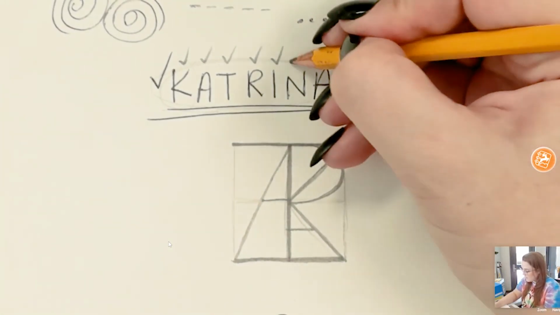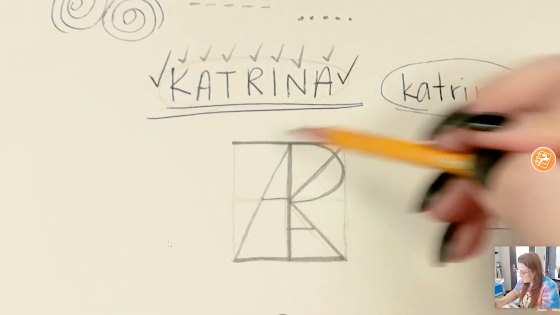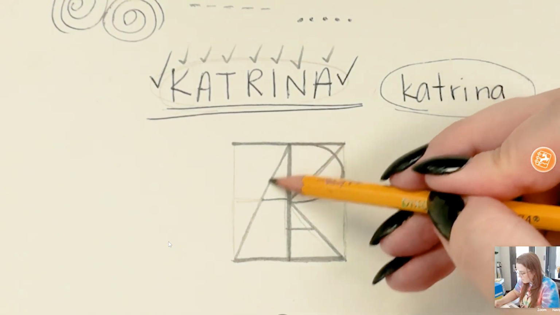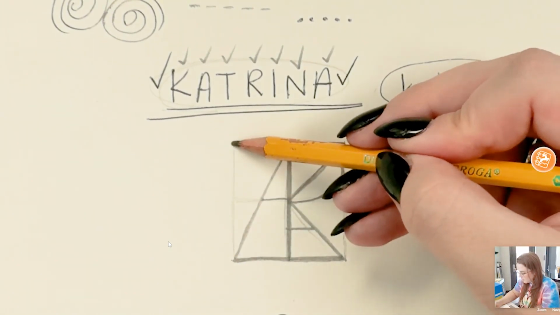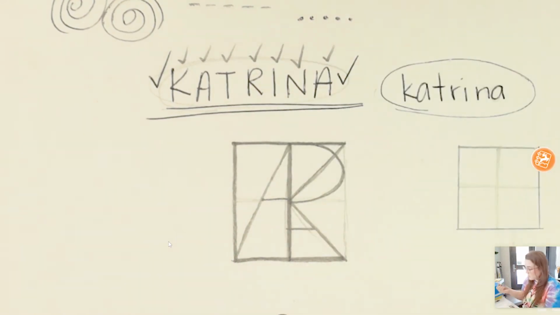And then my N, where will I put you? Ooh, I know where I could put it. You can see here I already have part of my N, and then I'm going to add the N here. And there we go. That is my logo for my name.